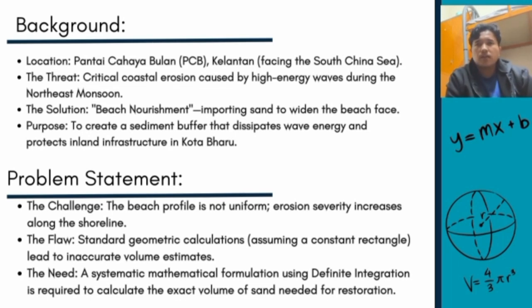The beach doesn't erode evenly. Some parts are deeper than others. If we just assume the beach is a perfect rectangle, our calculation for the sand needed will be wrong. So my objective is to use calculus, specifically definite integration, to calculate the exact total volume of sand required for a specific 50-meter sector of beach.